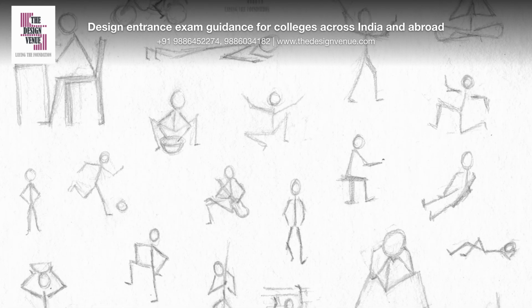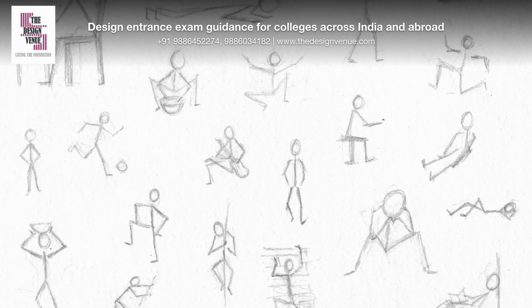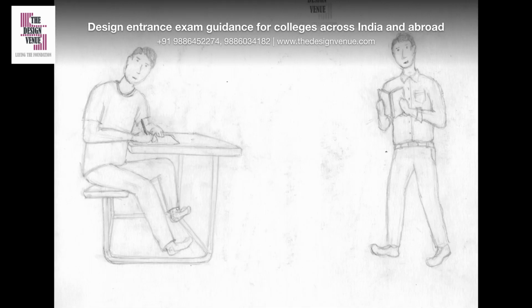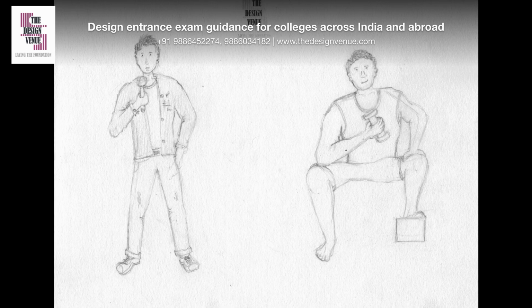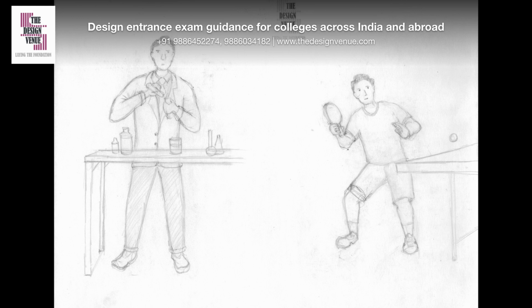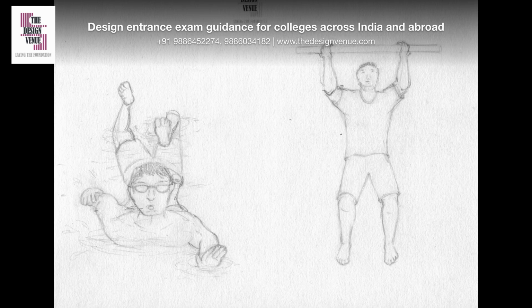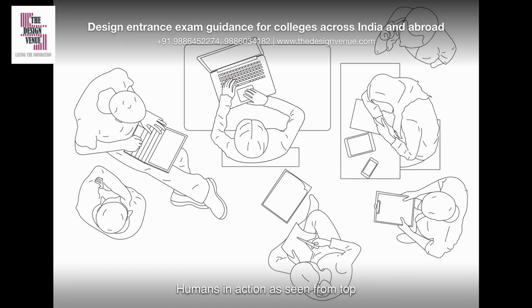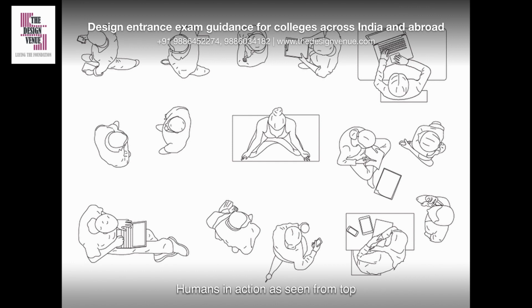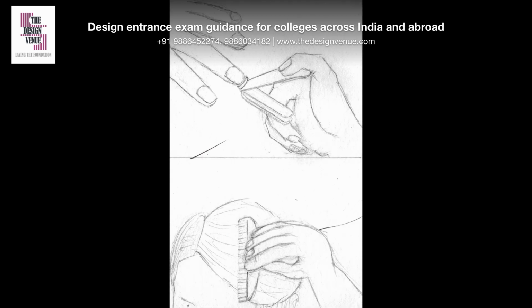So now let's see some examples. Start drawing stick figures of human beings in different actions. These are some of the completed sketches. Also practice drawings of human body parts interacting with objects.